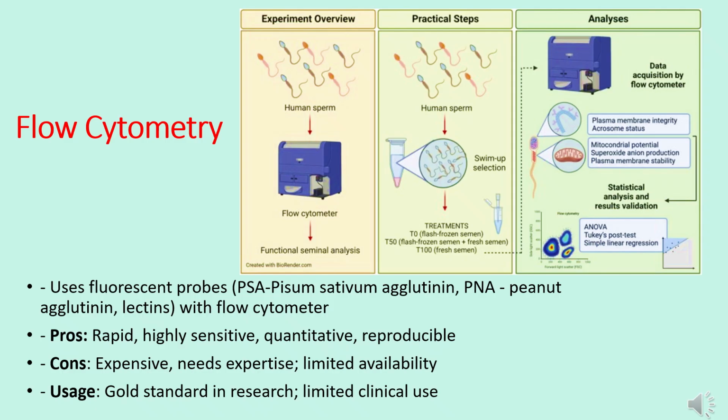Advantages are that it is rapid, highly sensitive, quantitative, reproducible, and objective. Disadvantages are that it is expensive, requires expertise, and is not available in routine in vitro fertilization laboratories. Flow cytometry is considered the gold standard in research, but its clinical use is still limited.